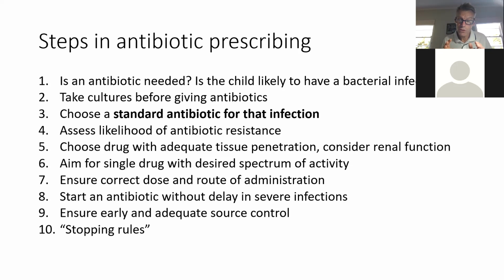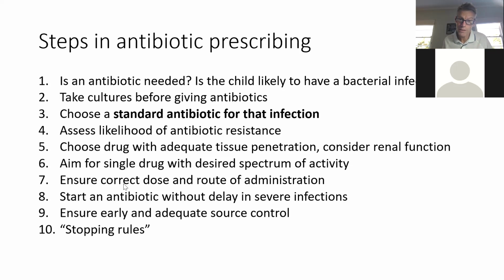So we should aim for a single drug with a desired spectrum of activity. So I see a lot of children that have infections and maybe on 3 or 4 antibiotics, and sometimes that's necessary, but mostly it's not. It's better to use a single drug with a desired spectrum of activity for the bacteria that you think are causing the infection that you know is there, right? Sometimes 2 antibiotics are useful, but typically it's very rare that you need more than 2, and you should narrow the spectrum down if you can.